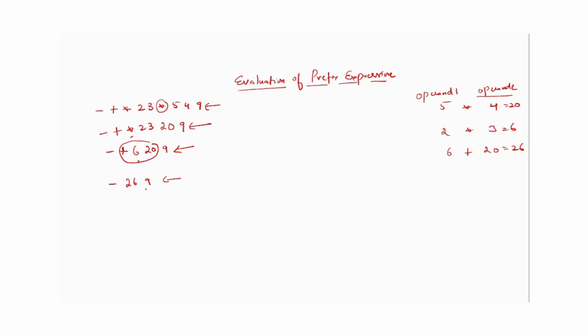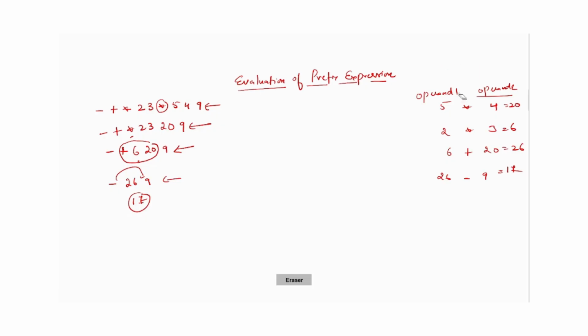Now I will again scan from right to left. 9 26 minus, I will stop here. 26 would be operand 1, 9 would be operand 2, I will place minus here. So that is nothing but 17. 17 is my answer, correct?